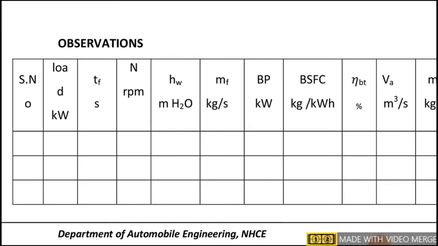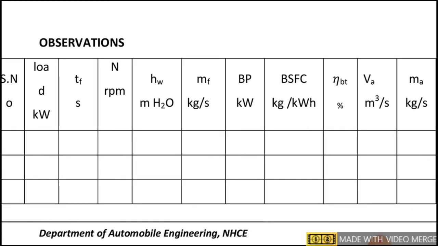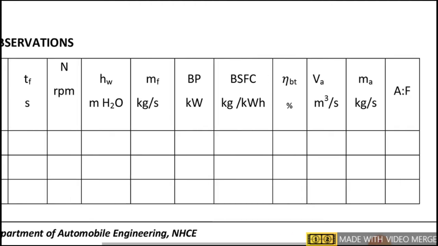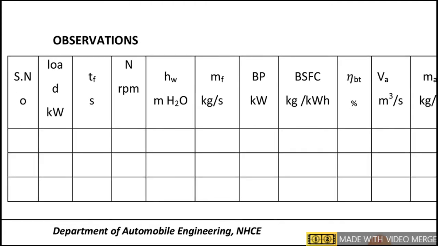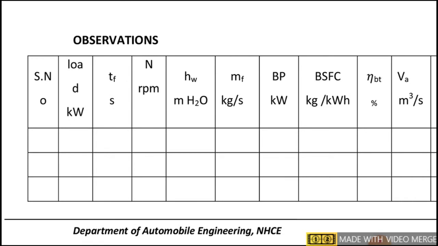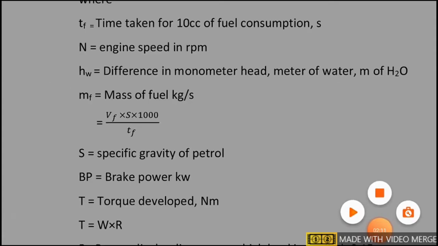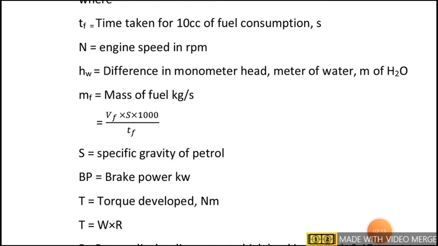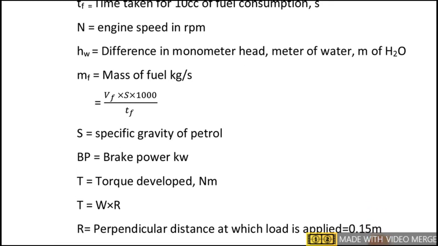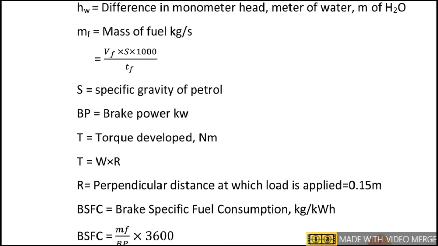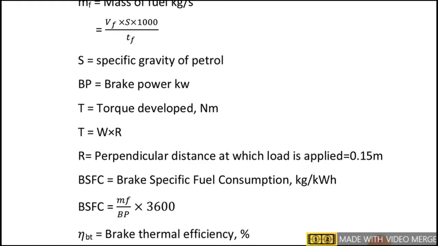The serial number, loading, time taken, speed in RPM, height of water column with the help of manometer, then mass of fuel, brake power, BSFC, brake thermal efficiency, volume of air, mass of air, air fuel ratio. So different observations will be tabulated. So you can see the terminologies used in engine RPM. HW is difference in manometer heading, mass of fuel, like that various terminologies are mentioned here.